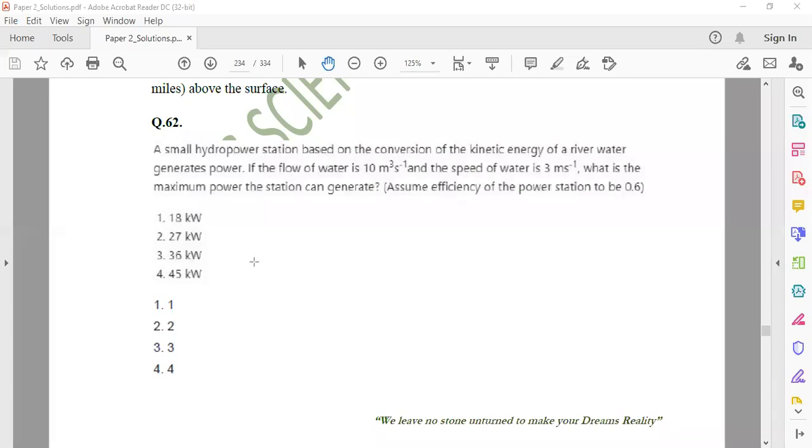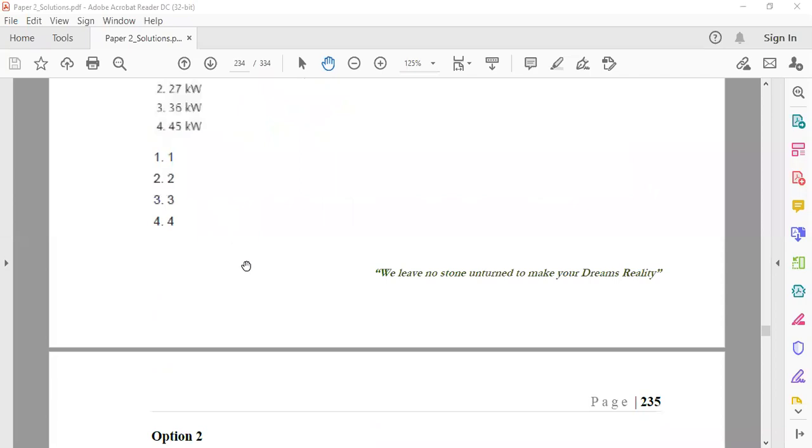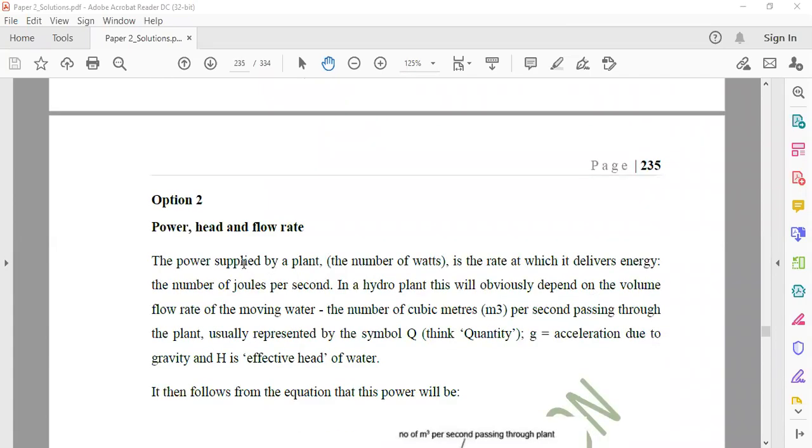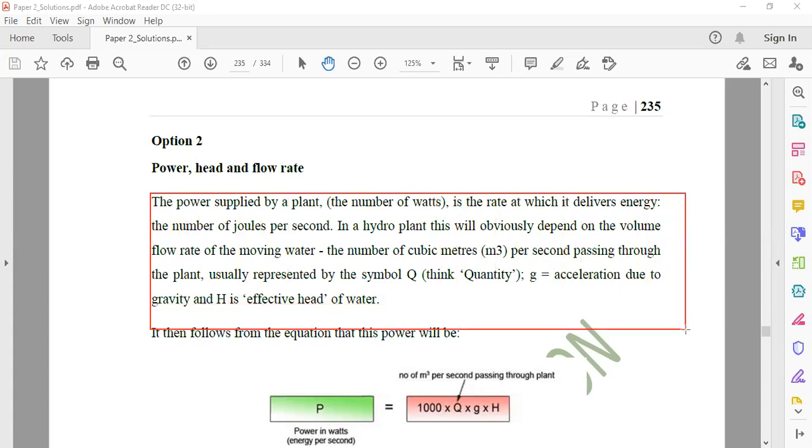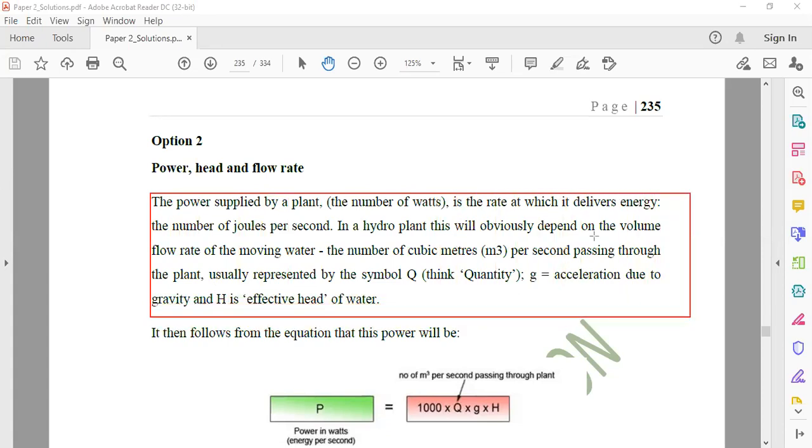Okay, so now let's see how we can approach this question. First of all, you have to see how we come about the formula when we have to calculate the power, and we have been given the effective head and flow rate. The power supplied by a plant in watts is the rate at which delivery of energy takes place, the number of joules per second. This obviously depends on the volume of the flow rate.